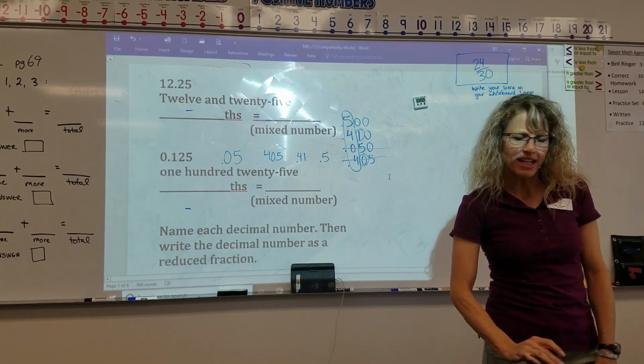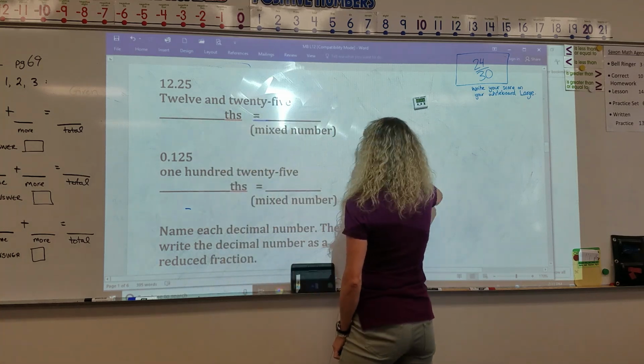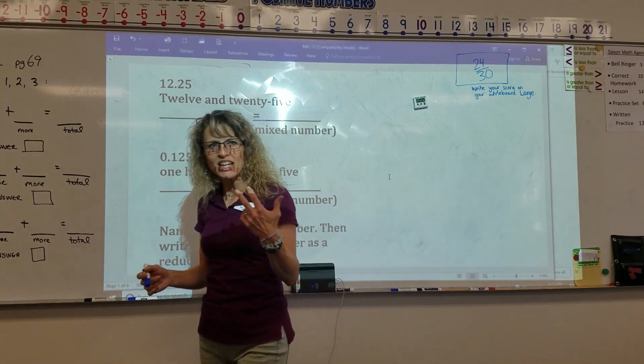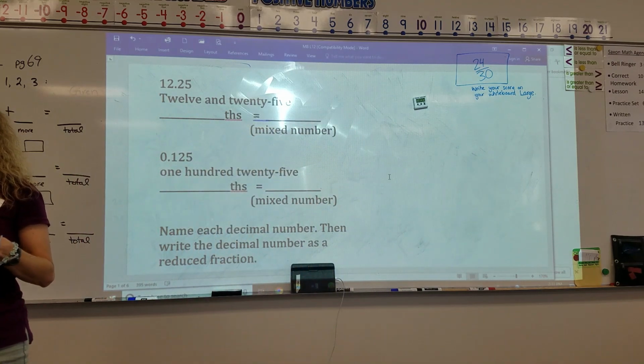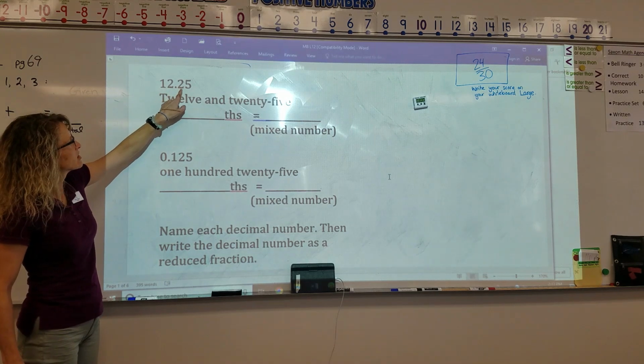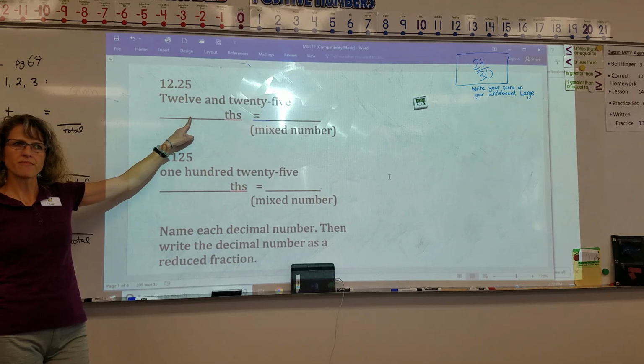How do I write a decimal as a mixed number? Well, here's something really cool. If you say the number out loud, the way you say it helps you write the mixed number. So let's say this one would be 12 and 25. What's the place value? Get ready?